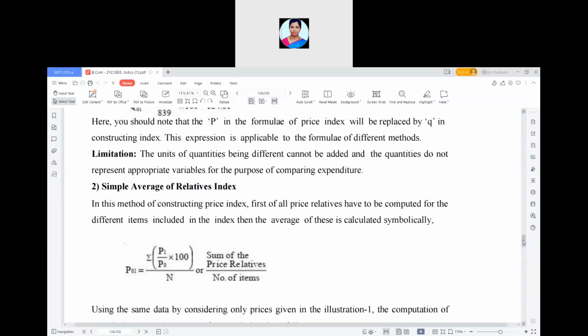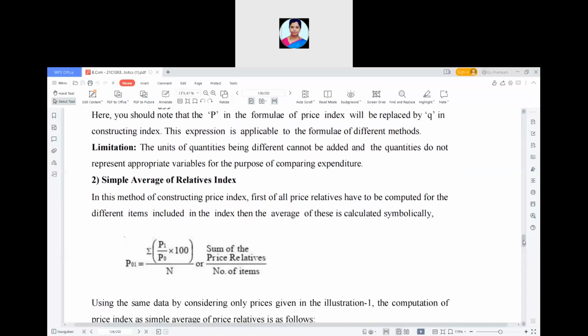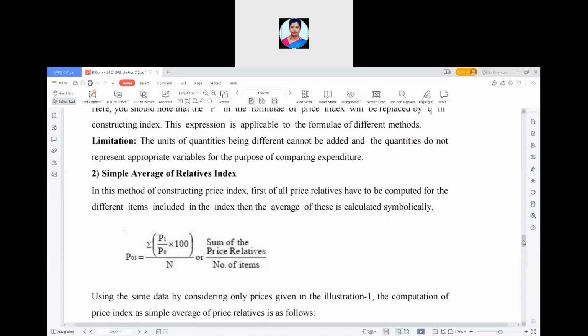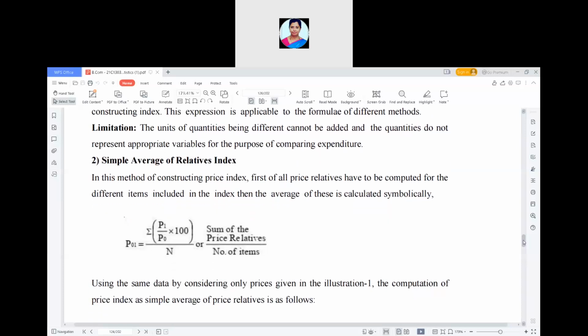So using the same data, by considering only the prices given in the illustration, the computation of the price index as a simple average of price relatives is as follows.